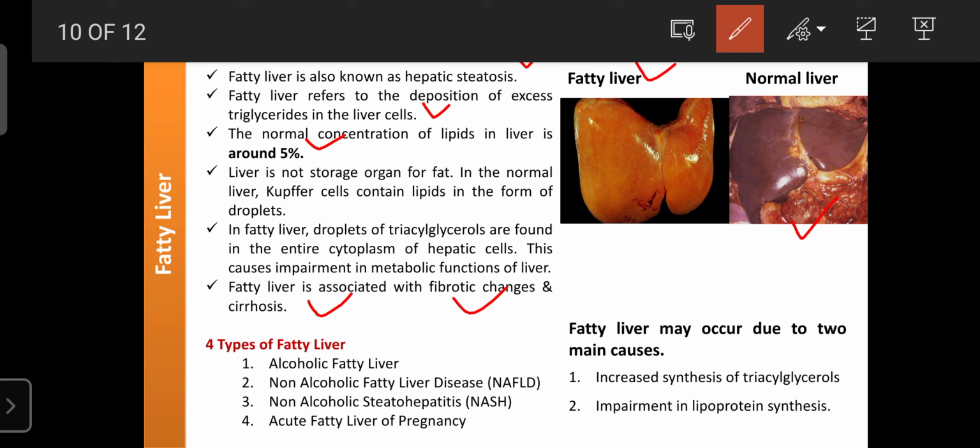So regarding the types of fatty liver, there are mainly four types. That is the alcoholic fatty liver, due to overintake of alcohol. Then non-alcoholic fatty liver disease, then non-alcoholic steatohepatitis, as well as the acute fatty liver of pregnancy. Due to pregnancy, more fat can be accumulated due to secretion of more progesterone. At that time, more lipid can be accumulated in the liver. That's why it is known as acute fatty liver.